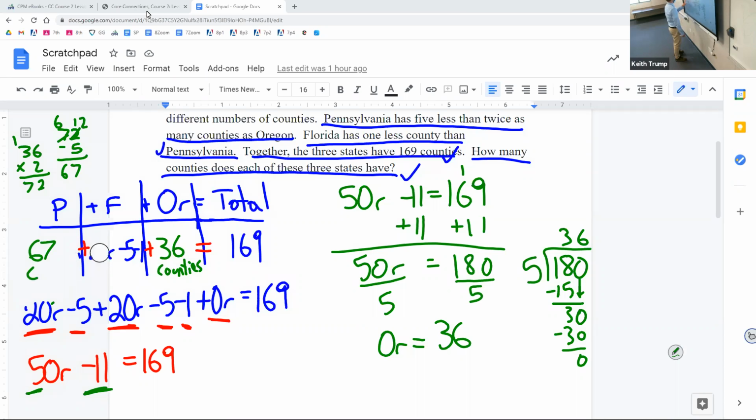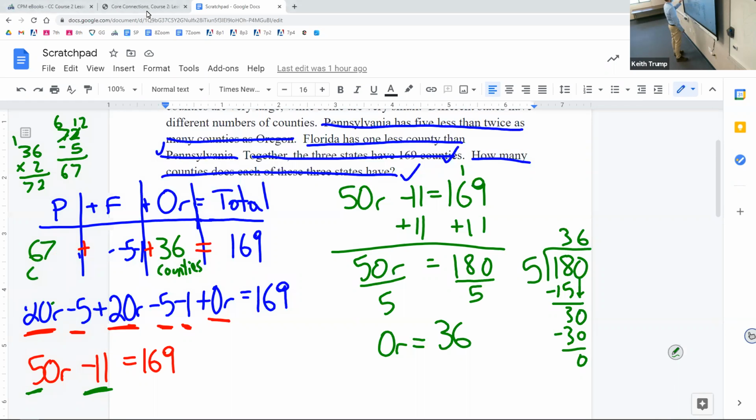And this for Florida is going to be 2 OR minus 5 minus 1. So 2 OR is, we know that 2 OR is 72. And minus 5 minus 1 is going to be minus 6. So 72 minus 6. 72 minus 6 is just going to be 1 less than this right here, right? So 72 minus 6 is going to be 66. Always putting our units.